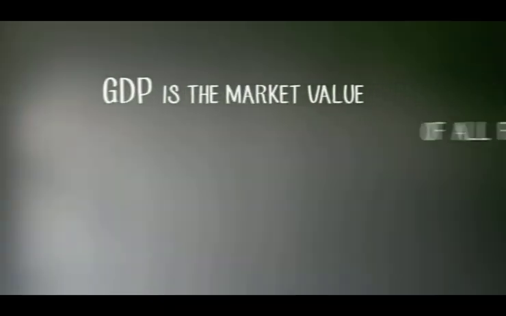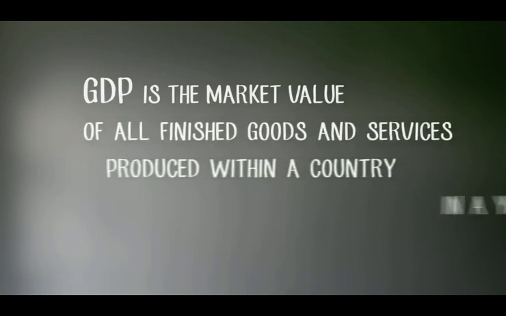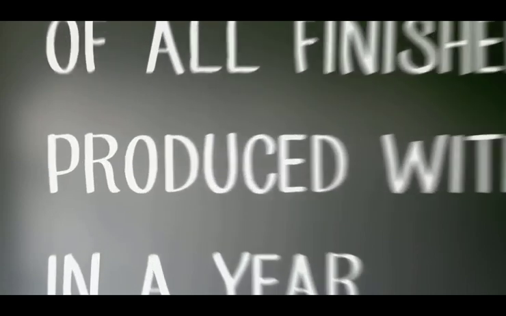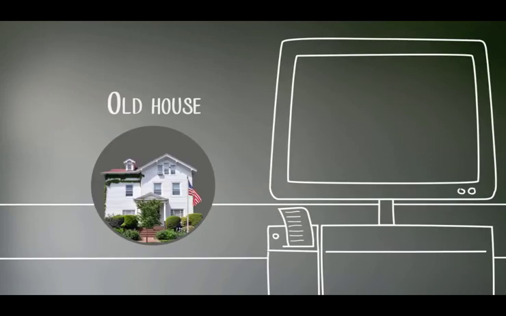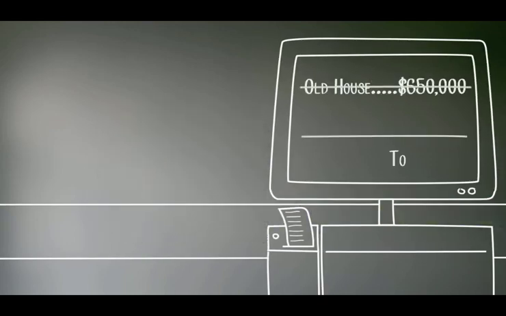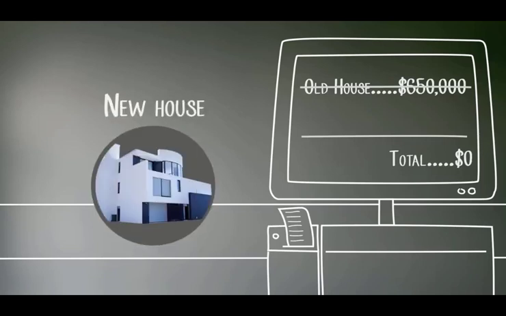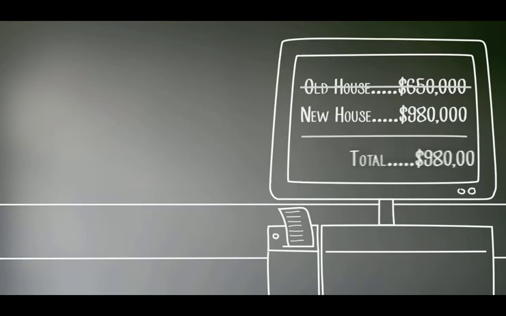The GDP is the market value of all finished goods and services produced within a country in a year. GDP only counts production. If an old house is sold this year, that doesn't add to GDP since the house wasn't produced this year. Only the sale of new houses add to GDP.